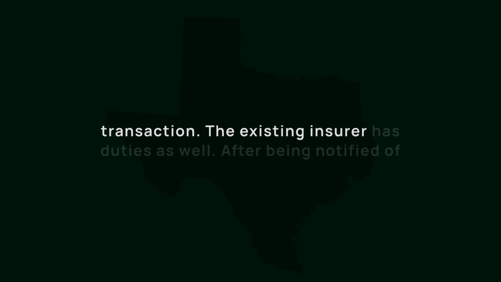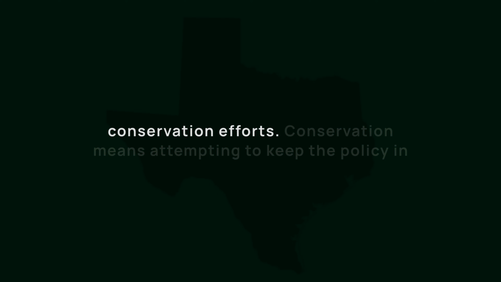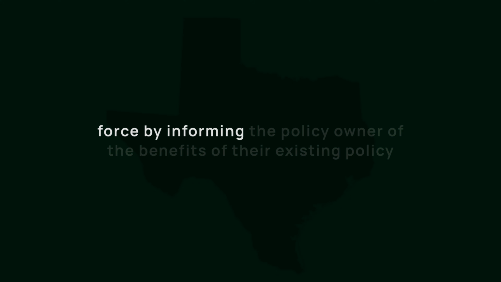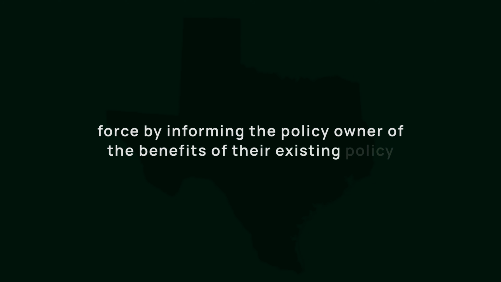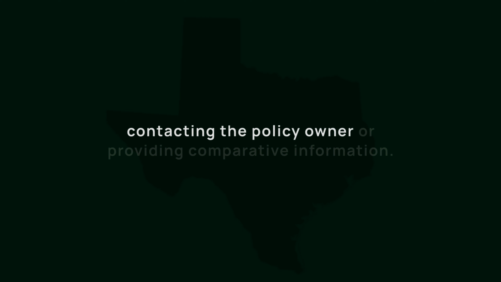The existing insurer has duties as well. After being notified of a proposed replacement, the existing insurer is required to make reasonable conservation efforts. Conservation means attempting to keep the policy in force by informing the policy owner of the benefits of their existing policy and the potential disadvantages of replacing it. This may include contacting the policy owner or providing comparative information.